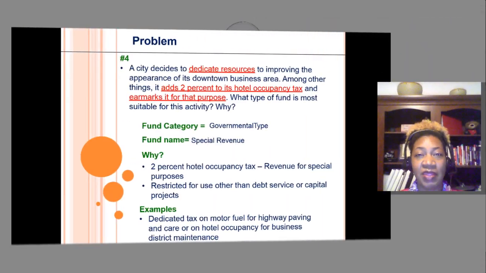Prior to selecting special revenue fund, you must determine whether or not it could be considered debt service or capital project first. If it's not one of those, then you would select special revenue.